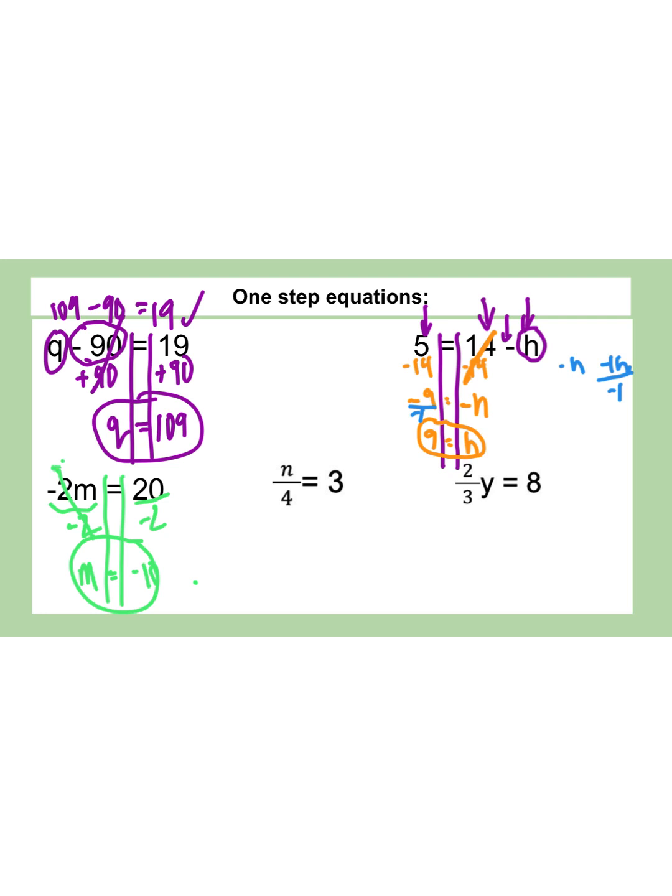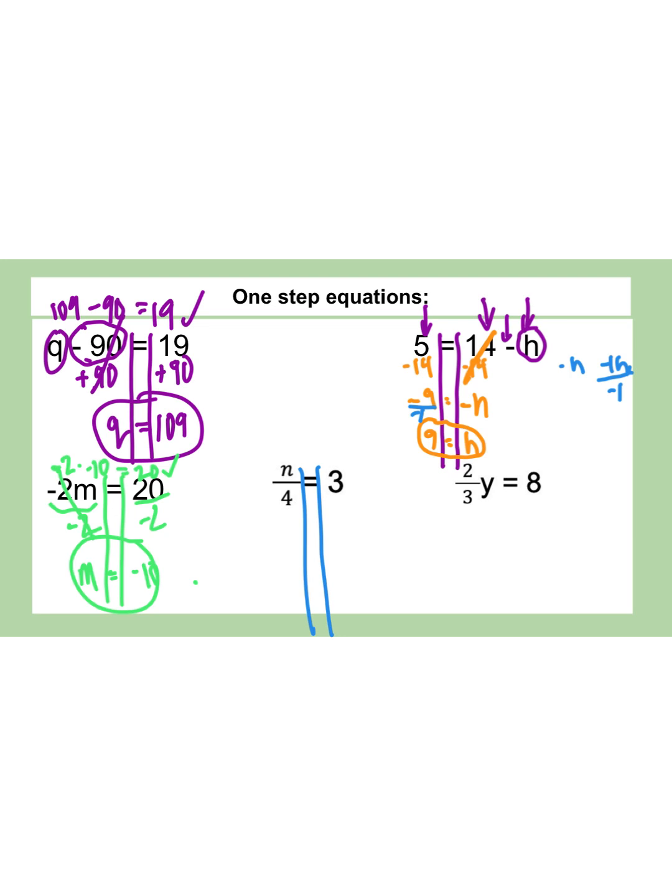Negative 2 times negative 10 equals positive 20. Check. I'm not going to check every single one because of how time-consuming it is, but you certainly should check them on your test because you'll have plenty of time to do that. Okay, the next one looks like a fraction.